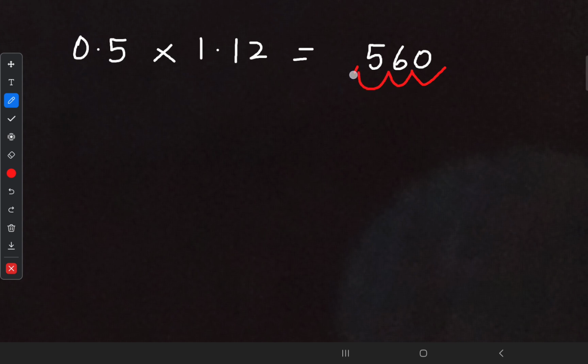Okay, when we deal with 0.5 multiplied by 1.12, here the same thing you have to follow. 112 multiplied by 5. So that will give you 560. Here there is a digit. Here there are 2 digits after the decimal point. So totally 3 digits. From its last, we have to place our decimal 3 digits before. 1, 2, 3. So it should be 0.560.